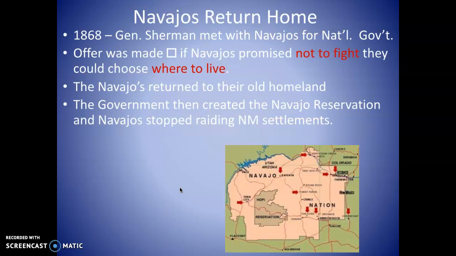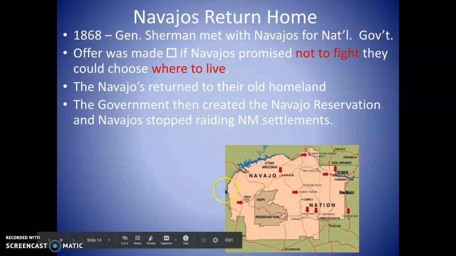After living on the reservation for a while, eventually in 1868, General Sherman met with the Navajos for the national government. An offer was made that if the Navajos promised not to fight, they could choose where to live. The Navajos returned to their homeland. So even though they got to choose where they wanted to live, they still didn't have their complete freedom. They still are on a reservation. The government created the Navajo Reservation, and Navajos stopped raiding New Mexico settlements.